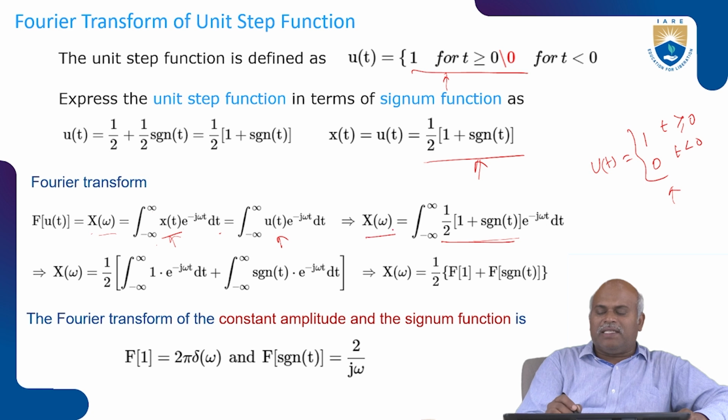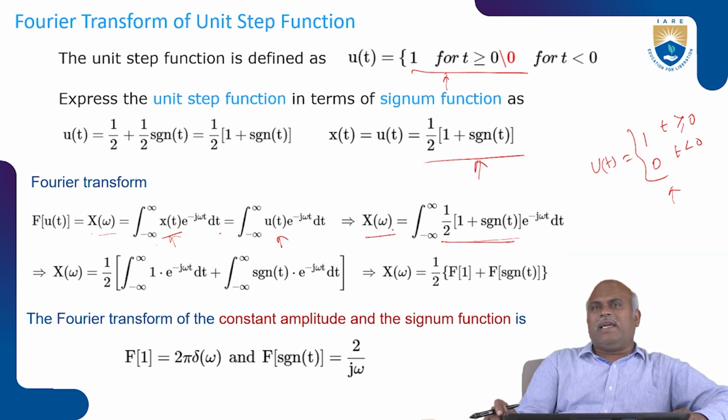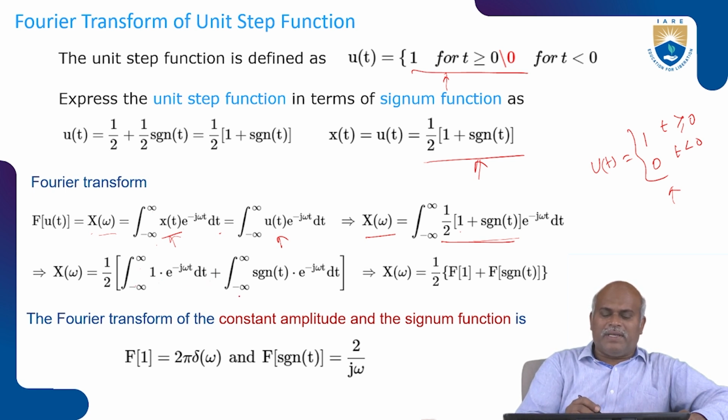So now that condition, X of omega is equal to the integration from minus infinity to plus infinity of 1 by 2 times 1 plus sgn of t, e power j omega t dt. Now we do the integration. 1 by 2 is a constant, we take it out. Then here 1 is there, so 1 into e power j omega t dt integrated from minus infinity to plus infinity, plus the integration from minus infinity to plus infinity of sgn of t e power j omega t dt.